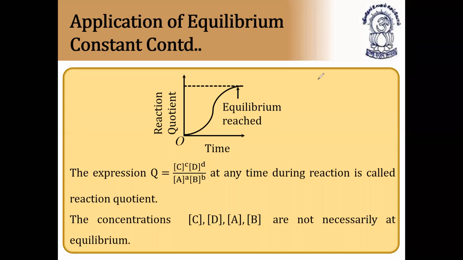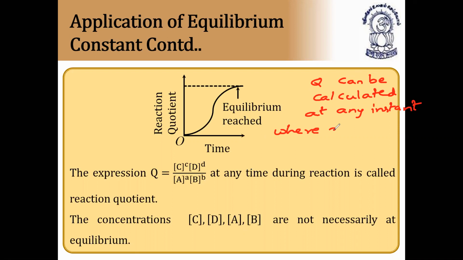I'll write it here, please note it down. Q can be calculated at any instant, and the formula is the same for both Q and Kc. Whereas Kc is calculated at equilibrium only, though the formula is the same. So this is the difference between Q and Kc.